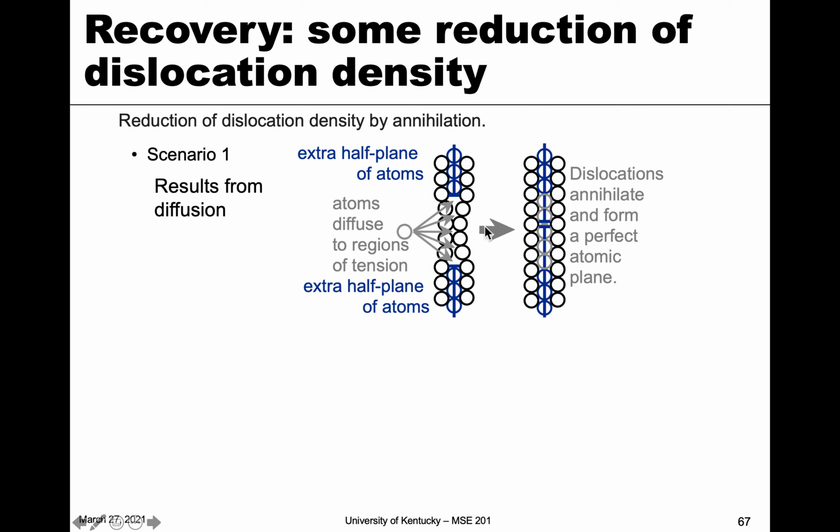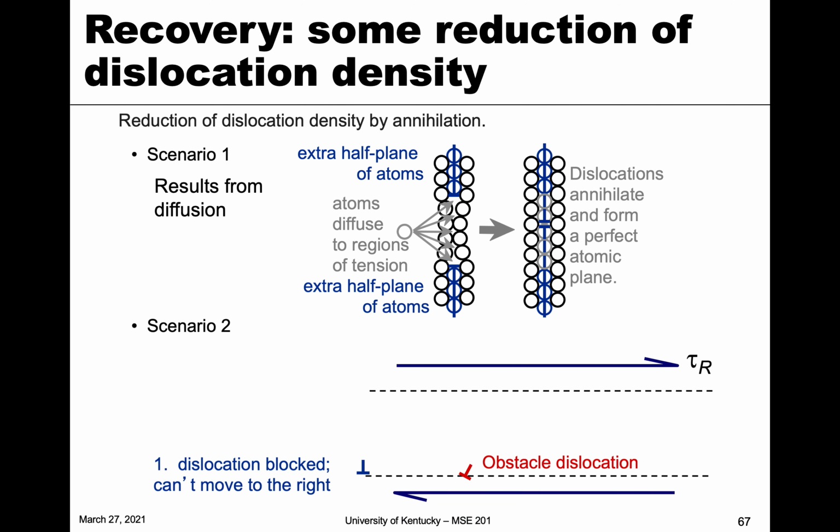And so it'll just look like this. And this is a perfect crystal, right? Everything is in its proper position. And so that's the annihilation process, because it's removed those two edge dislocations with opposite sign. But this can only happen if there is diffusion in that region. So that could only happen at elevated temperatures, not at room temperature for the most part. So that's one way from diffusion.